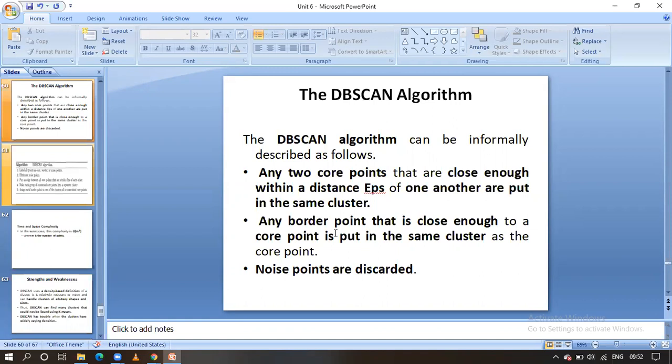The next point is that any point that is not related to a border point or a core point, we are going to take as a noise point. The noise points we have to discard, guys. While forming the clusters, we are not going to take these noise points into account.